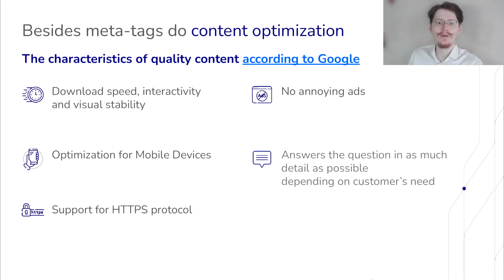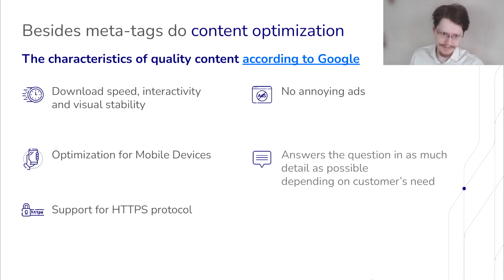There are also suggestions on the same topic from Google. They are pretty similar, but in some cases they are a little bit different. Google values download speed, interactivity, and visual stability. So basically, how pretty is your website? It prefers your website to be optimized for mobile devices.